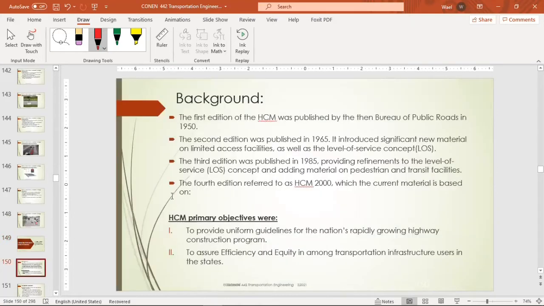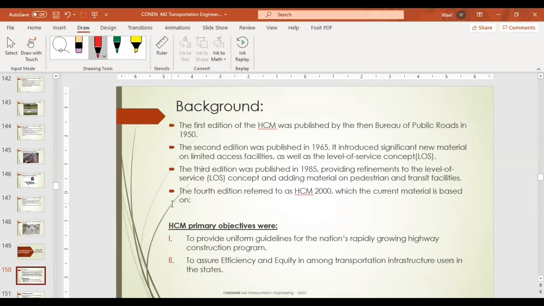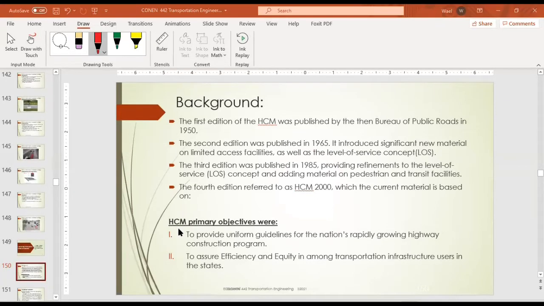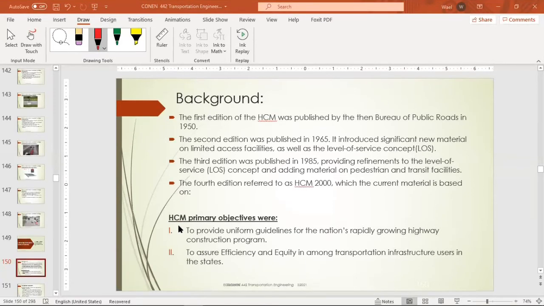First of all, just to have a background, the Highway Capacity Manual first was published by what was called then Bureau of Public Roads. Now it's called Transportation Research Board, and that was in the 1950s. The second edition was in 1965, which is 56 years ago. Then the third edition was in 1985, 20 years later. Then we had the 2000, and now we have the 2010.